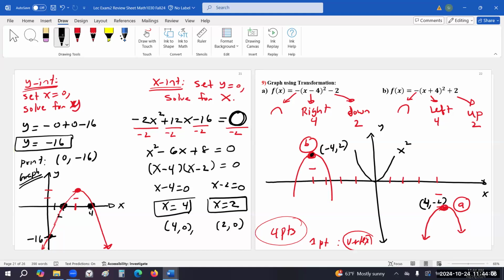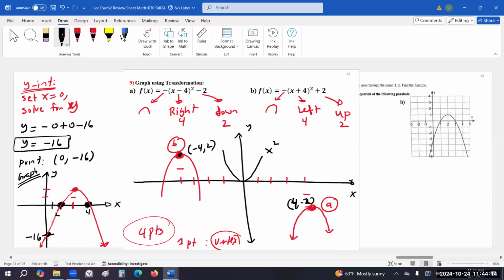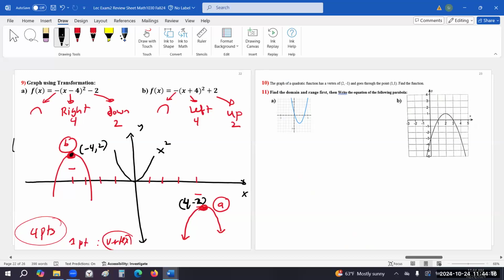This 4, it looks like 9, but it is 4. 4, -2. And this one is -4, +2. Okay, now comes the other way around. Graph is given, find out the equation.